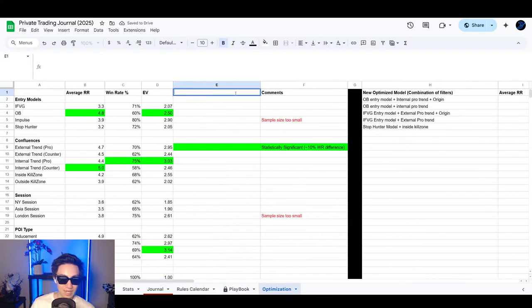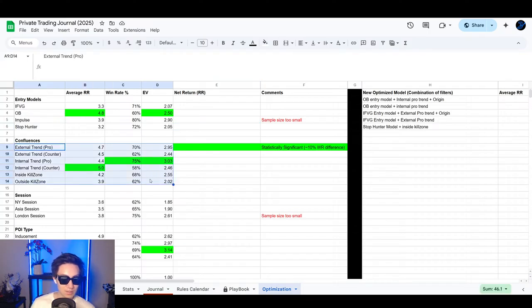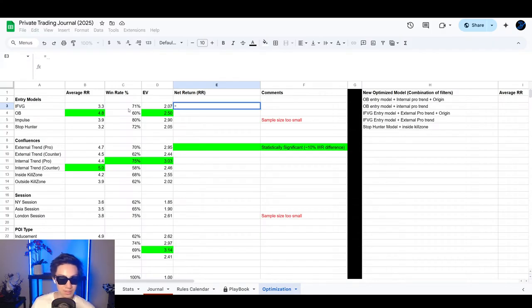For these that are not optimized, this is completely raw data. Just breaking down all entry models, or the breakdown of confluences and the session averages, you just do net returns here. So we just do something like this. This would be EV.